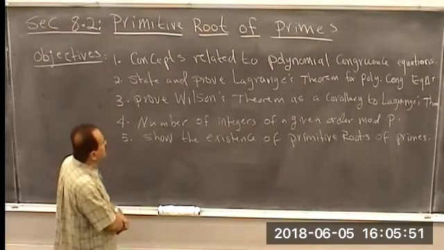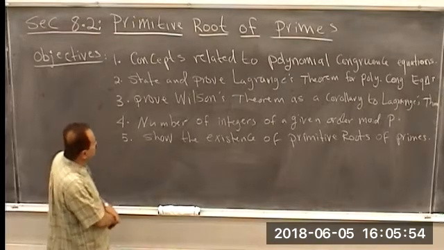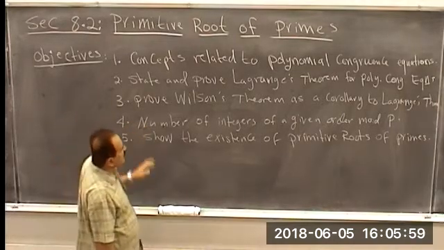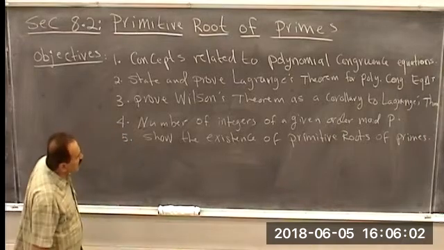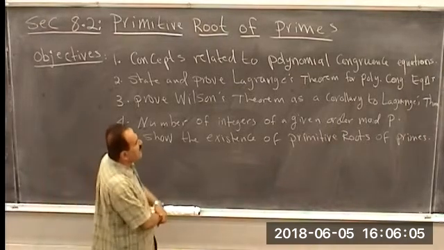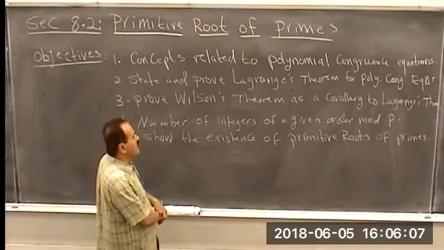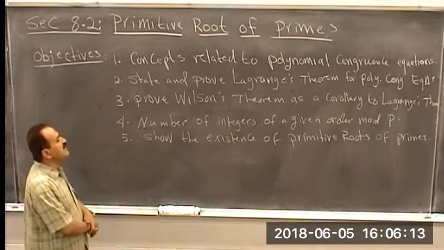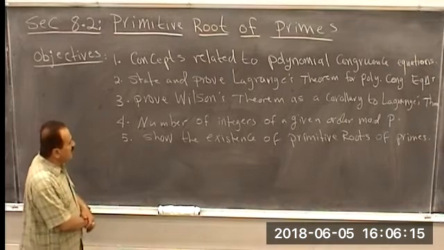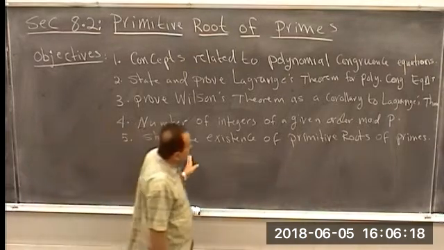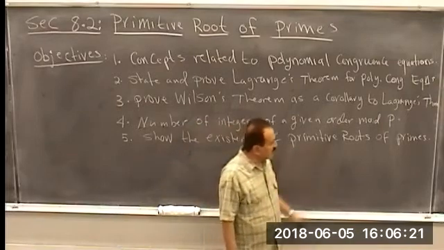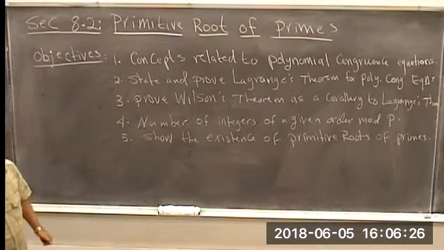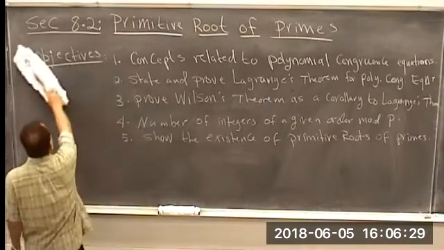Then we're going to follow this by the two main results, which concern the title of this section, the existence of primitive roots. To accomplish this, we're going to prove theorem 8.6, which is going to give us the number of integers of a given order, where the orders are the divisors of p minus 1. We're going to find a formula for how many there are of a given order. And then we're going to end by showing, as a corollary, the existence of primitive roots of primes. All right, so let's get started on polynomial congruences.